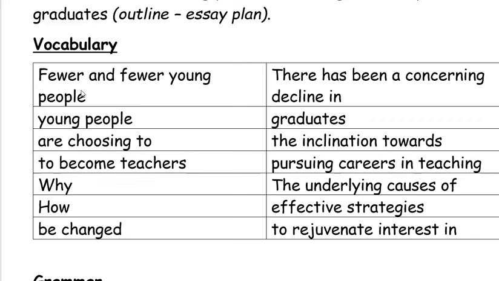Okay, next, now let's just focus on the vocabulary given in this introduction. Fewer and fewer young people. Okay, so basically here we have paraphrased it by writing, there has been a concerning decline in. Okay, next, young people, it means graduates. Next, are choosing to, okay, this is the inclination towards. To become teachers, here we've got pursuing careers in teaching. Why. Next, the underlying causes of, how, effective strategies, be changed, to rejuvenate interest in.